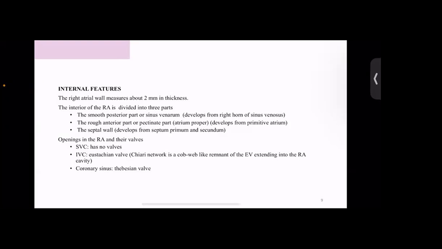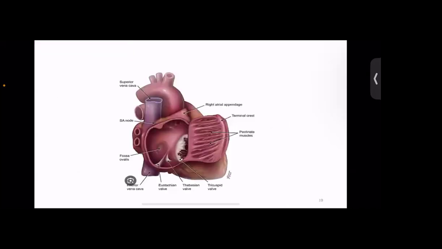So the one from the primitive atrium is the rough part. And then the septal wall, which develops from the septum primum and secundum during the division of the atria. Then the openings in the right atrium, it has basically 3 valves. So the superior vena cava that opens from above, that one has no valve. Then the inferior vena cava that has the eustachian valve that opens from beneath. And then the coronary sinus that opens into the right atrium via the Thebesian valve.